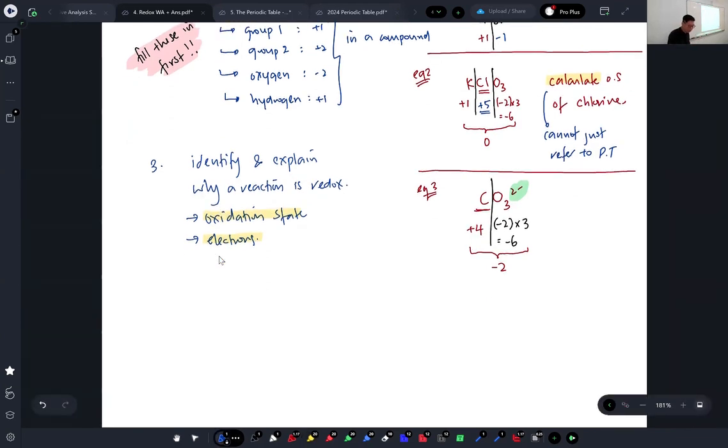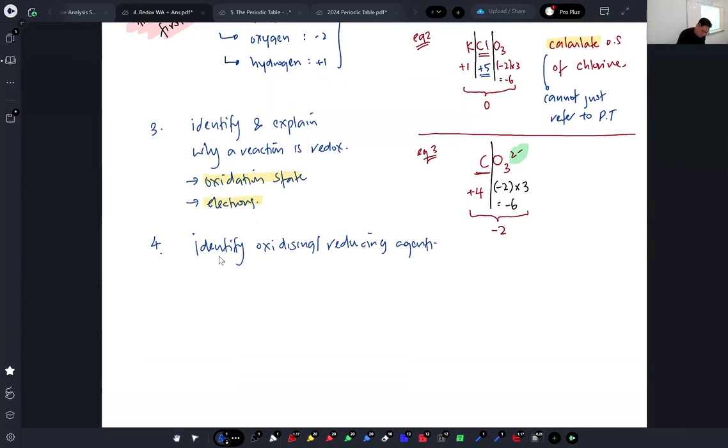Skill number 4: you must be able to identify your oxidizing and your reducing agents. Very quickly, your oxidizing agent is a substance that is an electron acceptor. Why? I said this earlier on, right? If I go to you and I take away all your electrons, you become less negative, more positive, you get oxidized. That makes me an oxidizing agent. And what is an electron acceptor? Usually your non-metals.